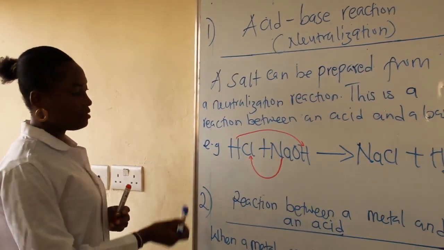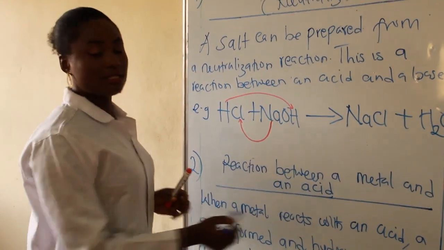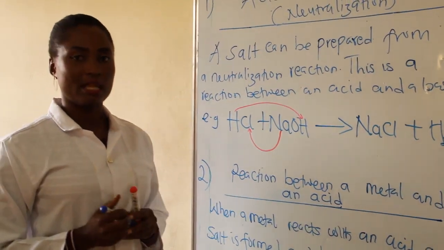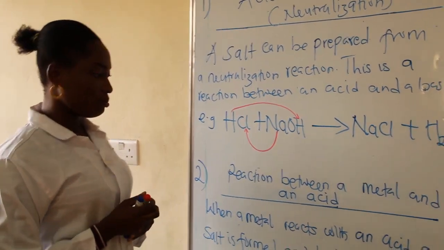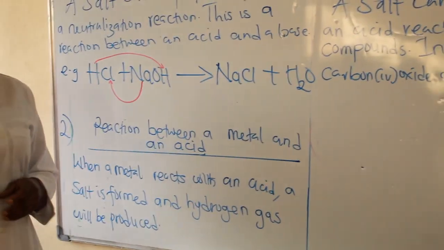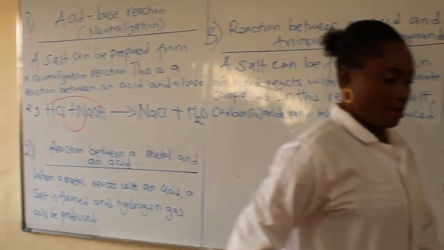Now the second way, reaction between a metal and an acid. Now when a metal reacts with an acid, a salt will also be formed. Now hydrogen gas will be produced. So I'm going to just demonstrate that, right?